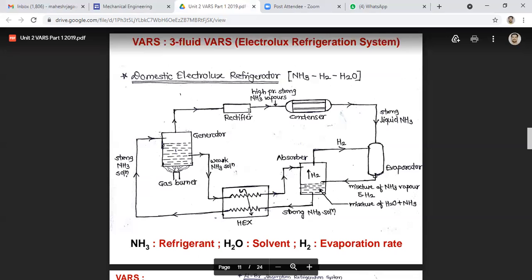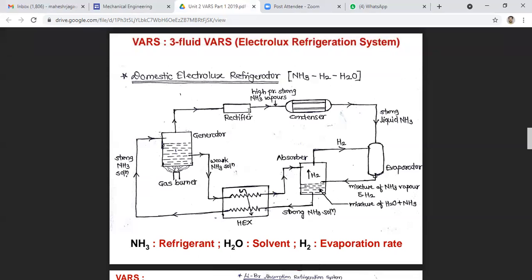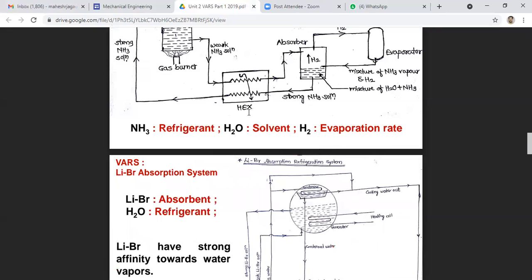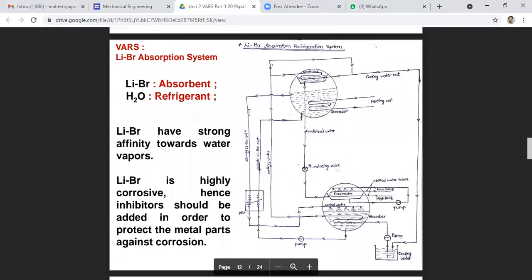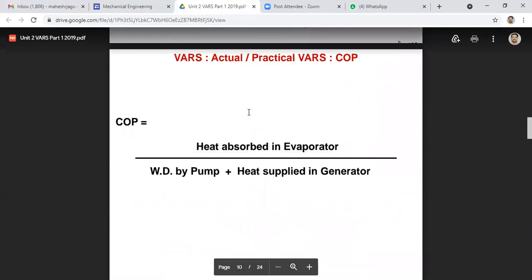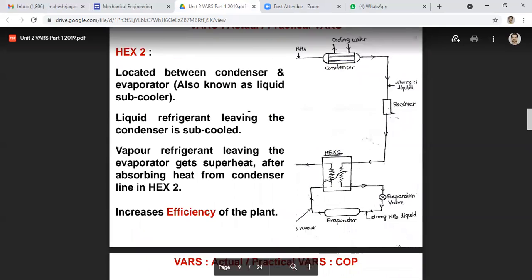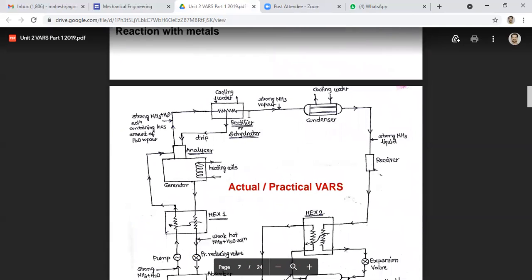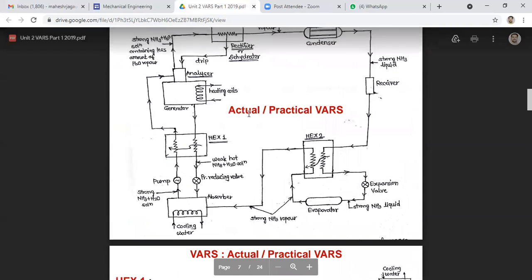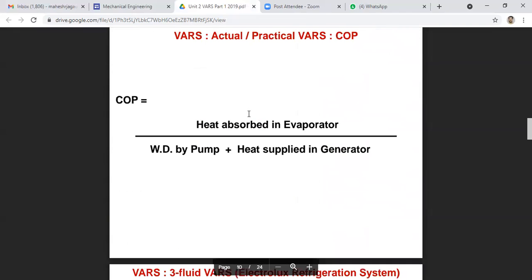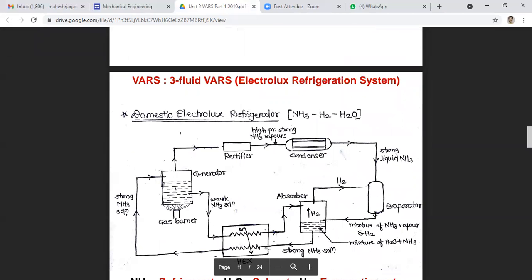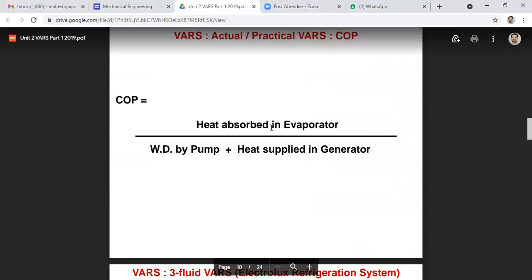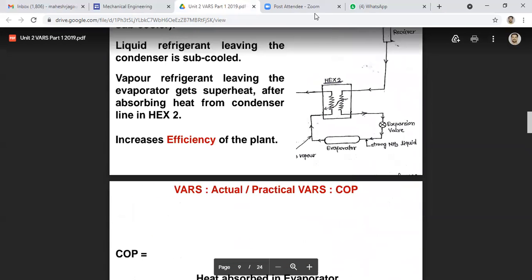So this is all about today's lecture. In the next lecture we are going to discuss the LiBr system. In today's lecture, we have seen the actual vapor absorption system, and we have seen the three fluid Electrolux refrigeration system. So this is all about today's lecture.